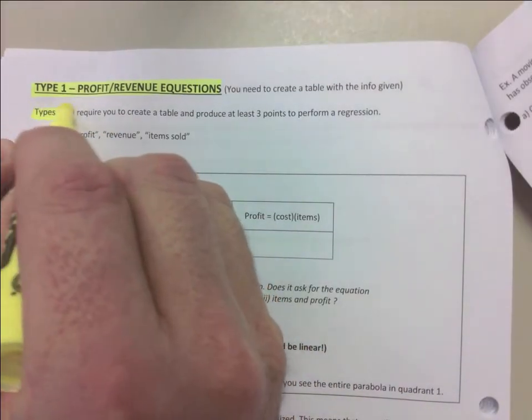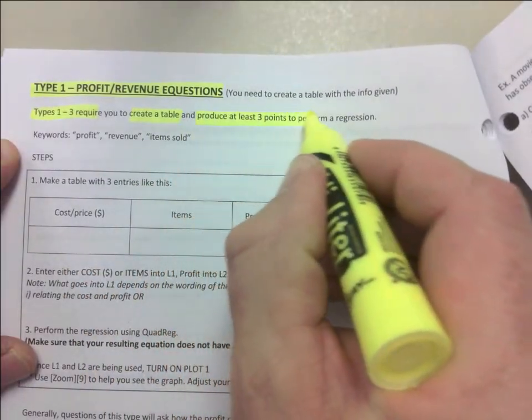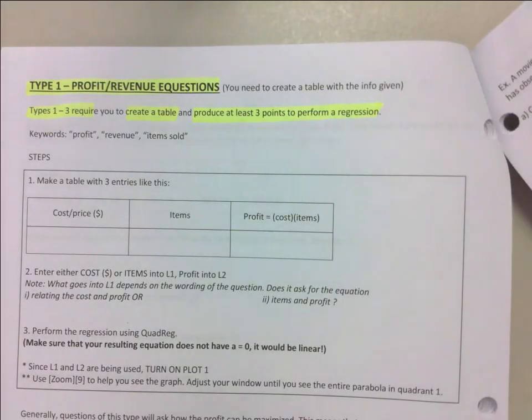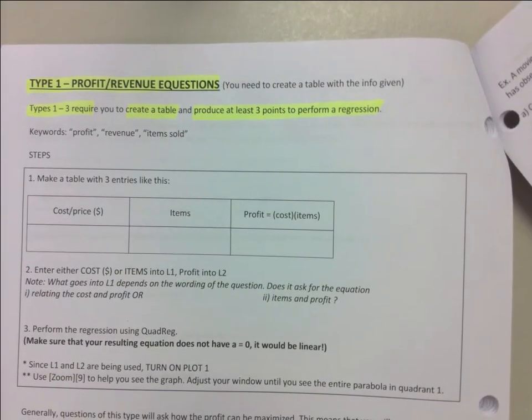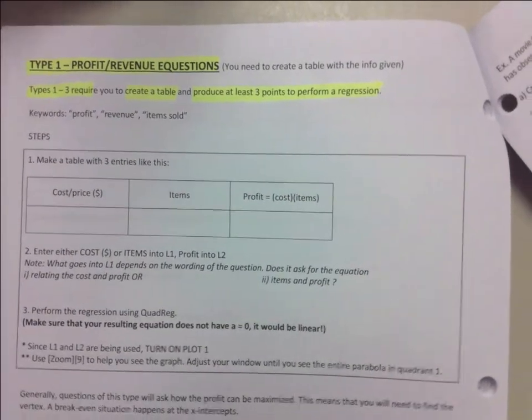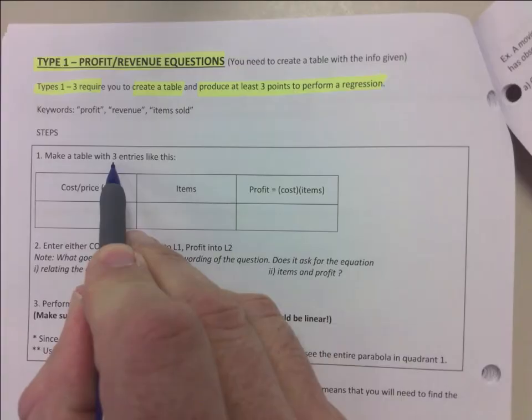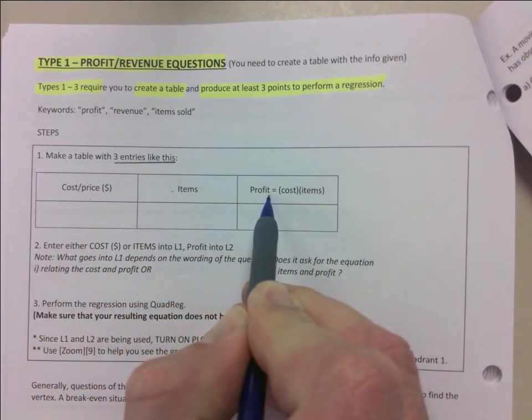Types 1 to 3 require you to create a table, and you need to produce at least 3 points so that you're able to come up with a regression. The keywords would be profit, revenue, items sold, tickets sold. You're selling stuff and making a profit out of it. So that's the camp that you're in. Most of the time, I will give you a table to get started because I want that information somewhere visible, but usually I will not give the entries.